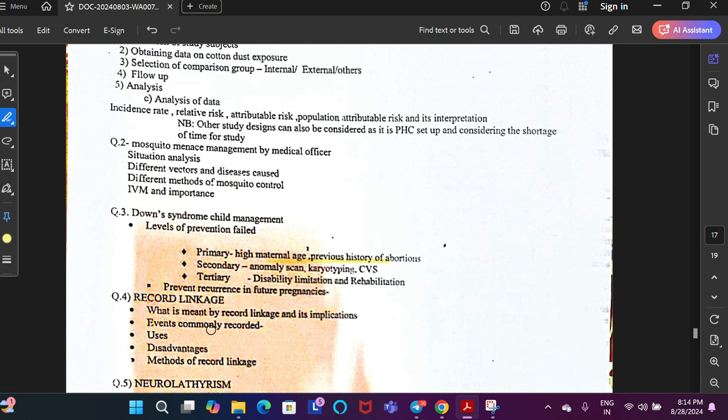And the fourth question is a short answer question, a 4 marker question. First comes the record linkage. What do you mean by record linkage? Record linkage and its implication, events commonly recorded, the uses, disadvantages, methods of record linkage.